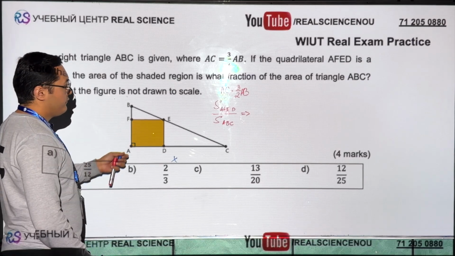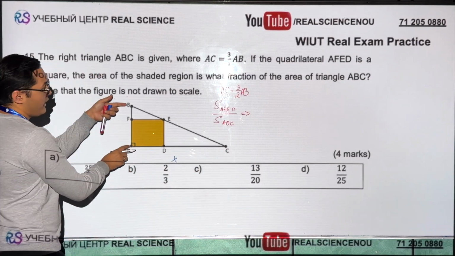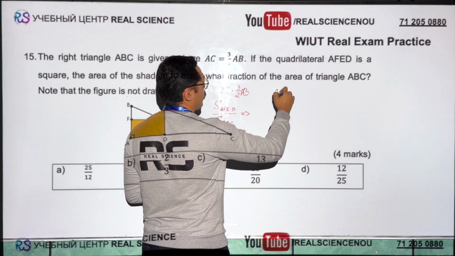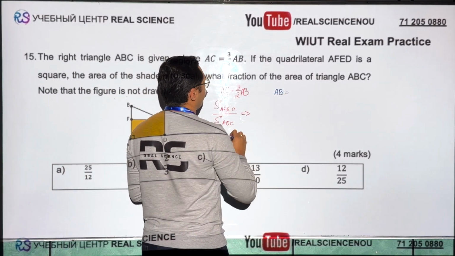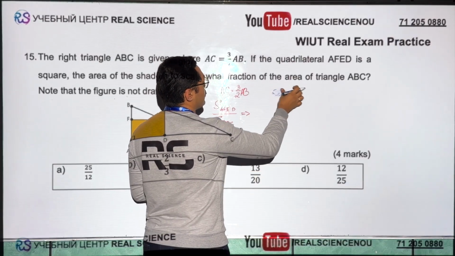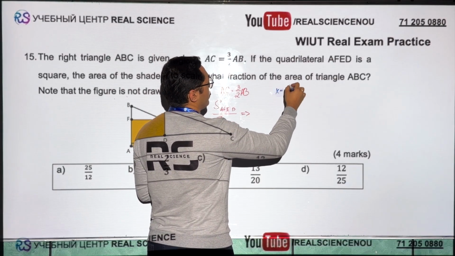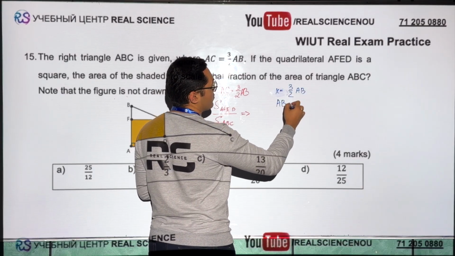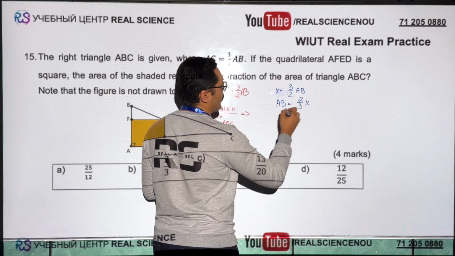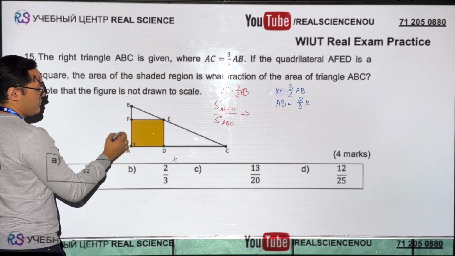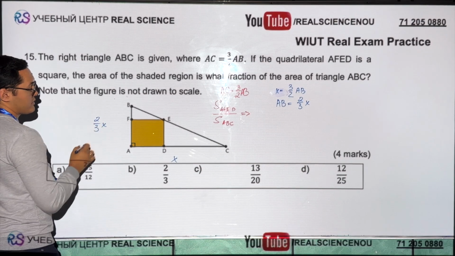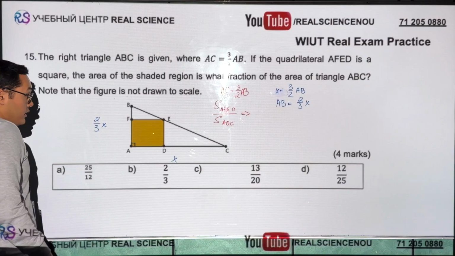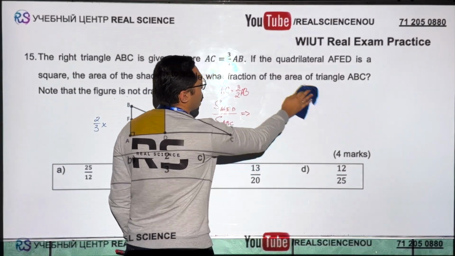And if that's X, then AB, instead of AC, is going to be equal to, let me write that, X is equal to 3 over 2 AB. Let's find AB here. AB is going to be equal to 2 over 3x. So this side AB is 2 over 3x. Okay, we don't really need that part, just for me.